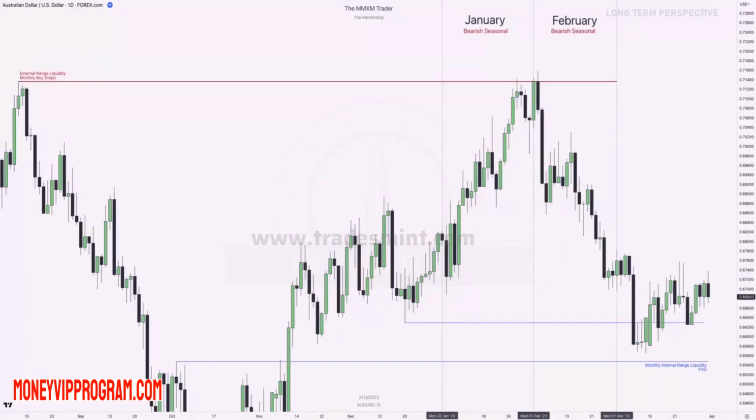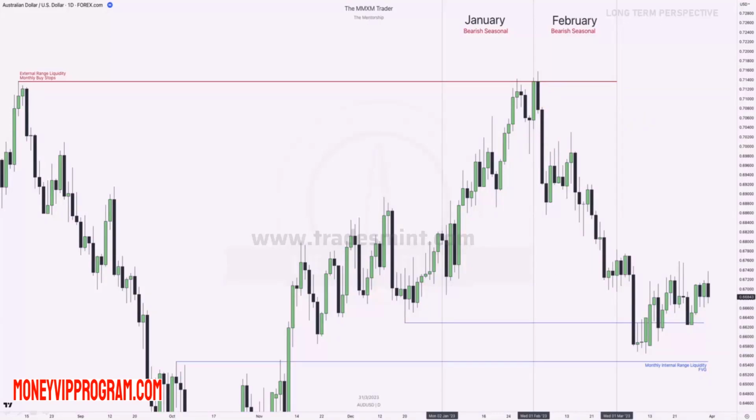So pulling up the seasonals, right, we have a bullish seasonal for January and February on the DXY, which means all foreign currencies should go lower, right? So we should have a bearish seasonal in January and February for the Australian dollar because the US dollar has a bullish tendency. Now, after raiding that external range liquidity on the monthly, taking out those buy stops, right? Once we take out that external range liquidity and we are in line with that bearish seasonal, we can see how price explodes to the downside.